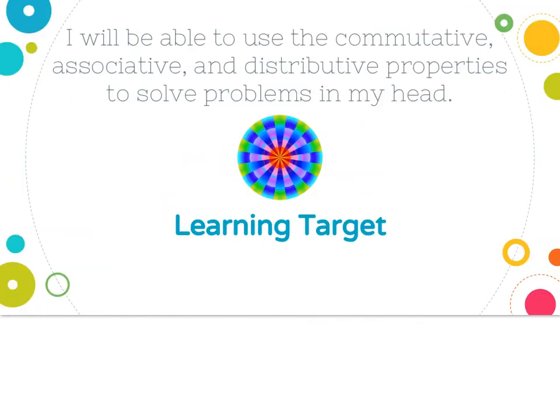The learning target today is, I will be able to use the commutative, associative, and distributive properties to solve problems in my head. Please pause the presentation and take a minute to write the learning target underneath the title of this lesson.